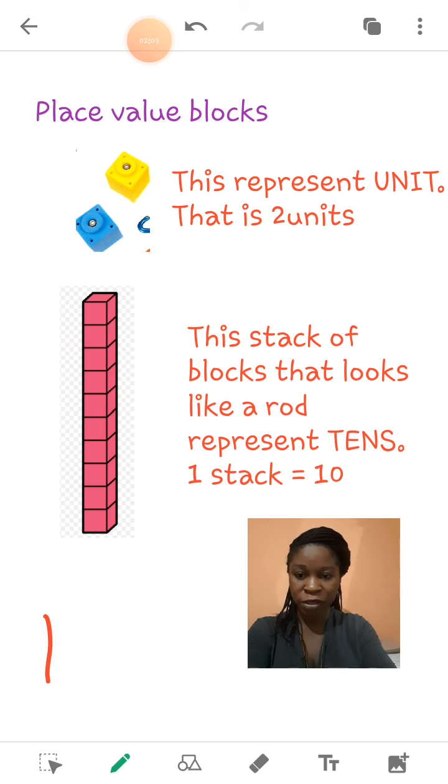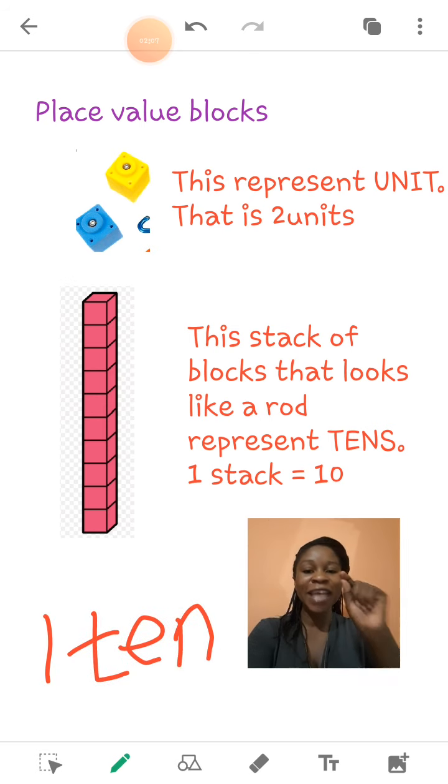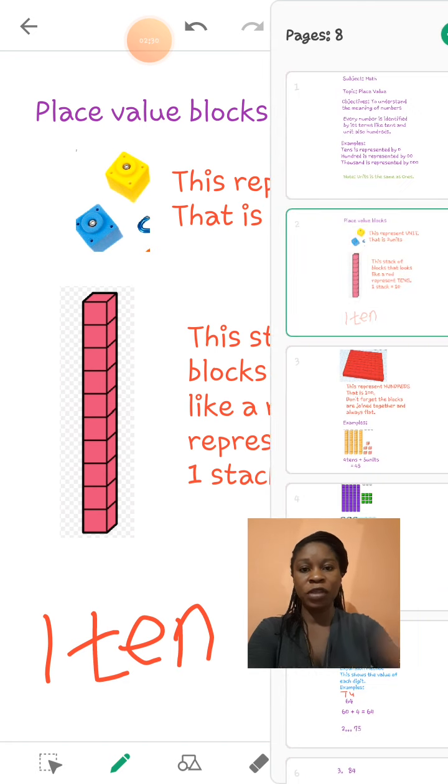That is 1 ten, and 1 ten is equal to 10, that is 1 and 0. That's why I wrote 1 stack is equal to 10. So if you see this kind of block that looks like a rod, it stands on its own, it represents tens, and tens has just 1 zero. We move to the next slide.